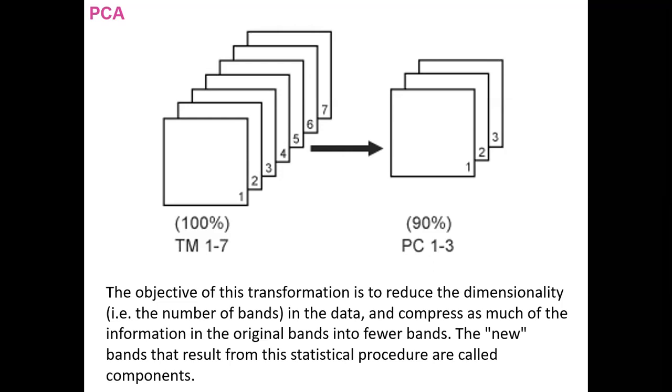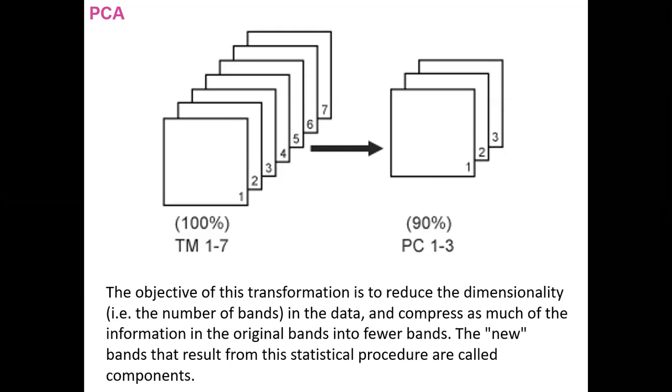One nice thing, as I said before, with principal components is it allows you to reduce the dimensionality, the number of bands in the data, and compresses much of the information in the original bands into fewer bands. These new bands are called components or principal components. And if you think about TM, you might have 7 bands, that's 100% of the variance, and 3 principal components that explain 90%. And you might say, well, that's pretty much all the variability that we're interested in for this particular image.